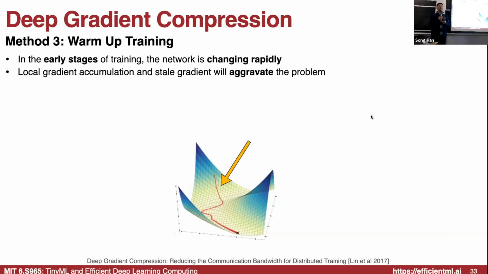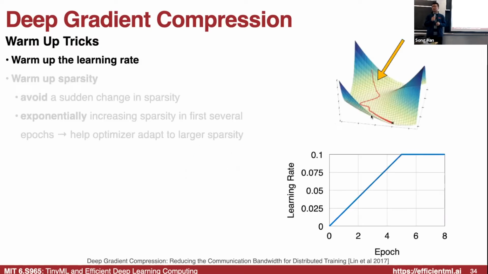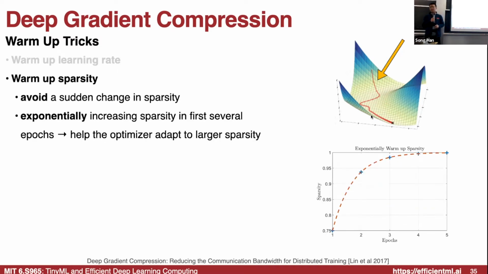The stale gradient will hurt the training dynamics, so we want to avoid it by using learning rate warm-up. We want to start with a smaller learning rate and linearly scale it, so that in the beginning the gradient doesn't change so drastically. Okay, and also we want to warm up the sparsity.